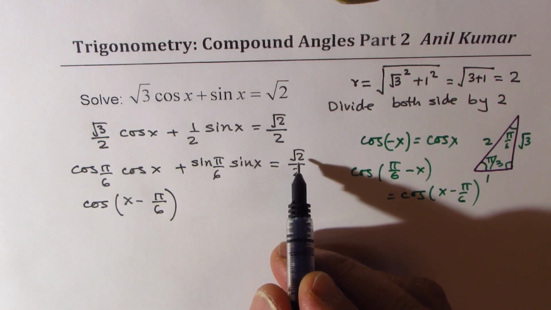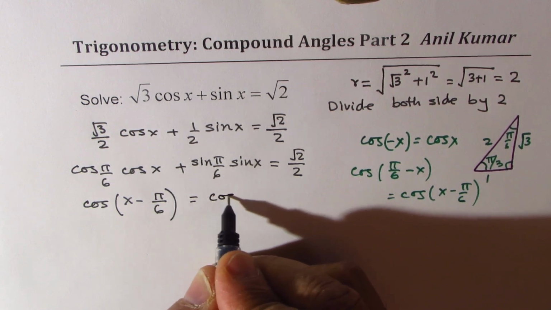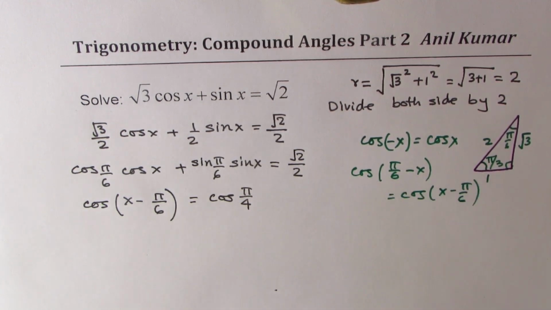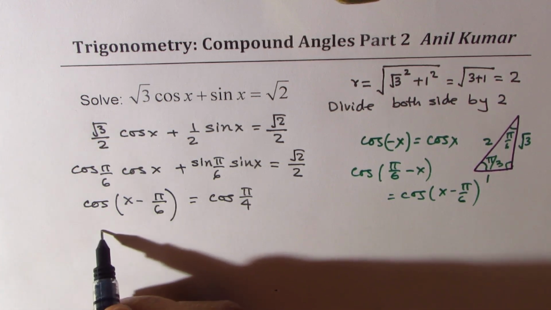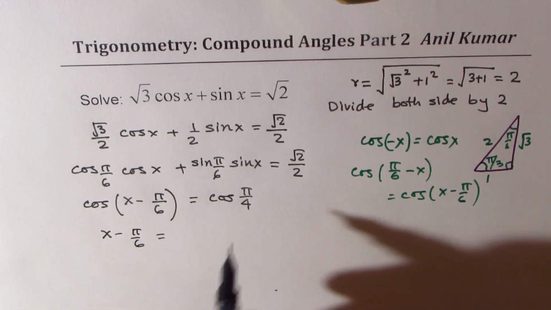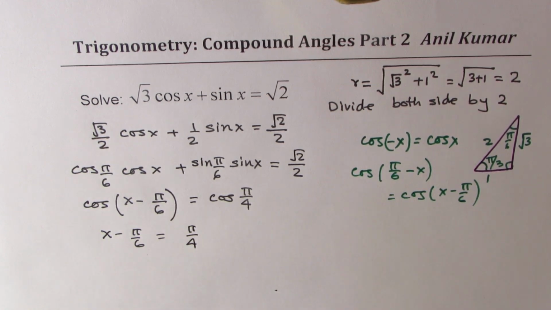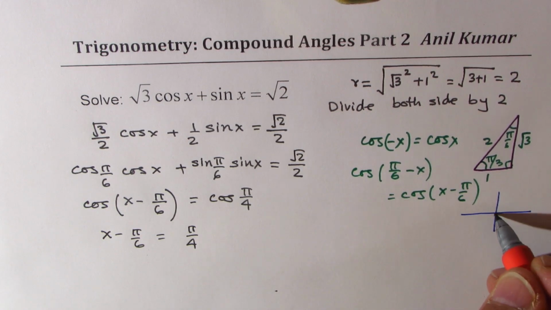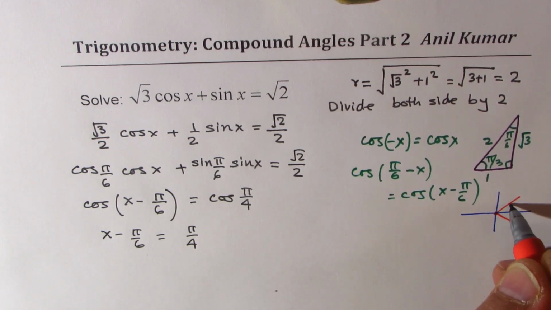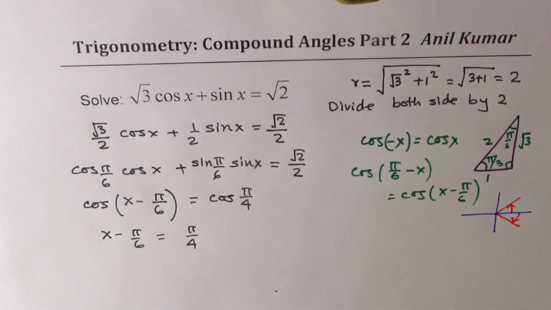On the right side, we have square root 2 over 2, which is cos of pi by 4. Correct? So that value of root 2 over 2 is actually for cos of pi by 4. So from here, we can say that x minus pi by 6 is equal to pi by 4, right? Now, for cosine, let's look into this once again. Pi by 4: cos is positive in both these quadrants, correct? So it is both plus and minus.